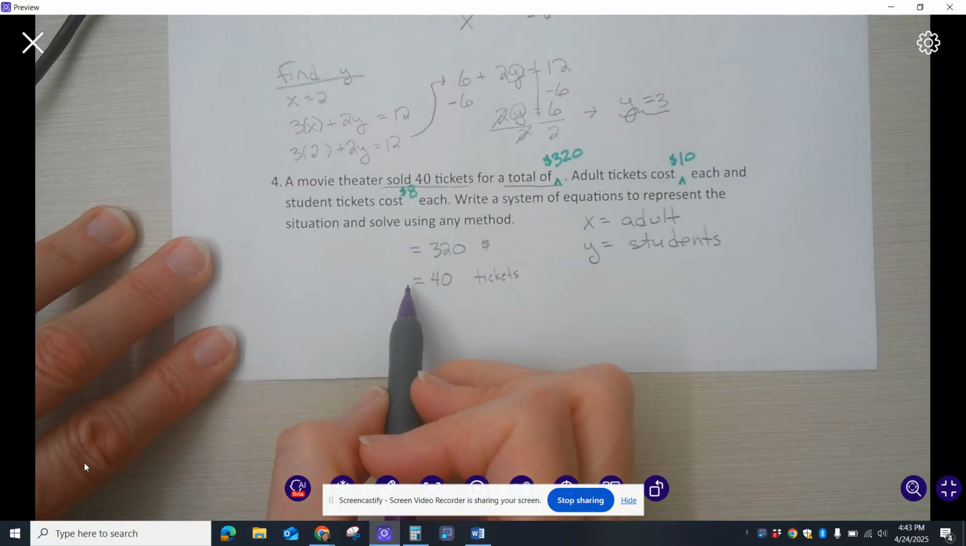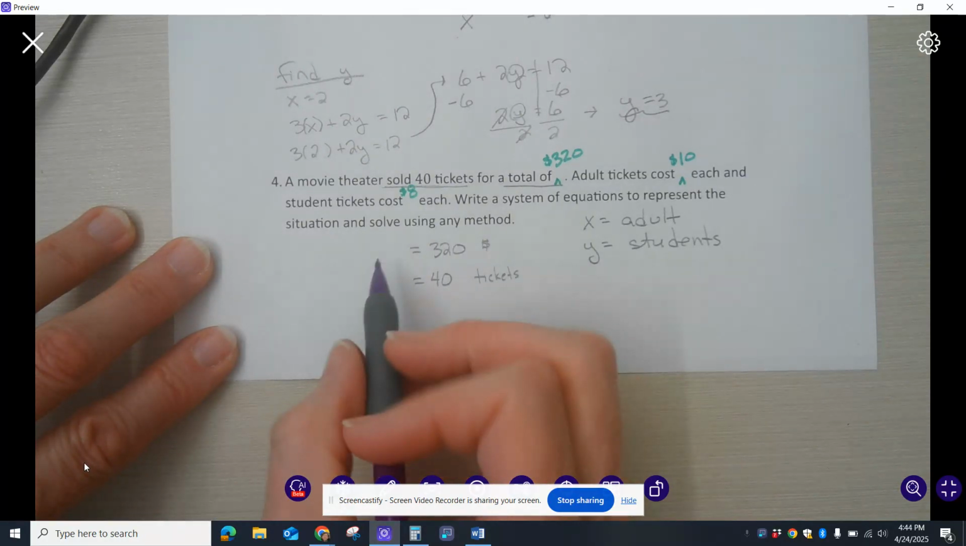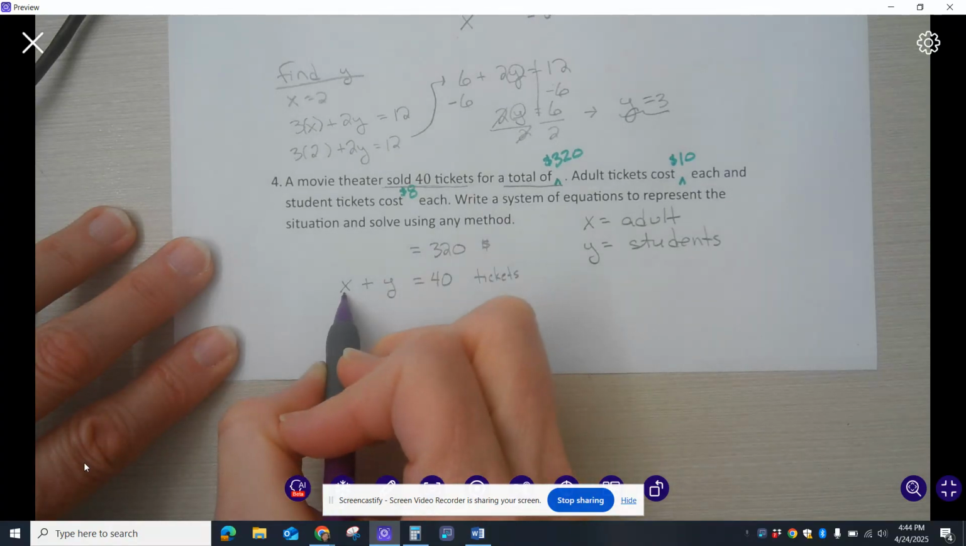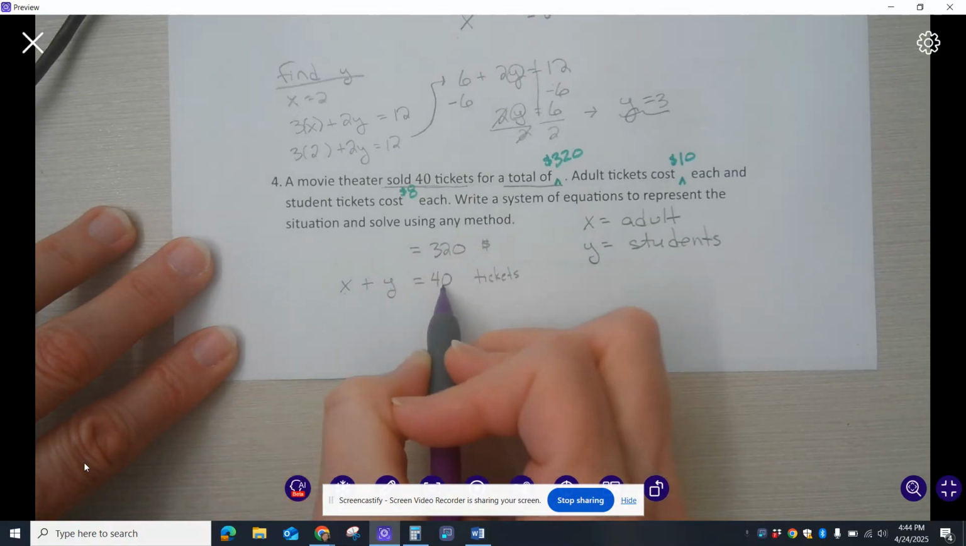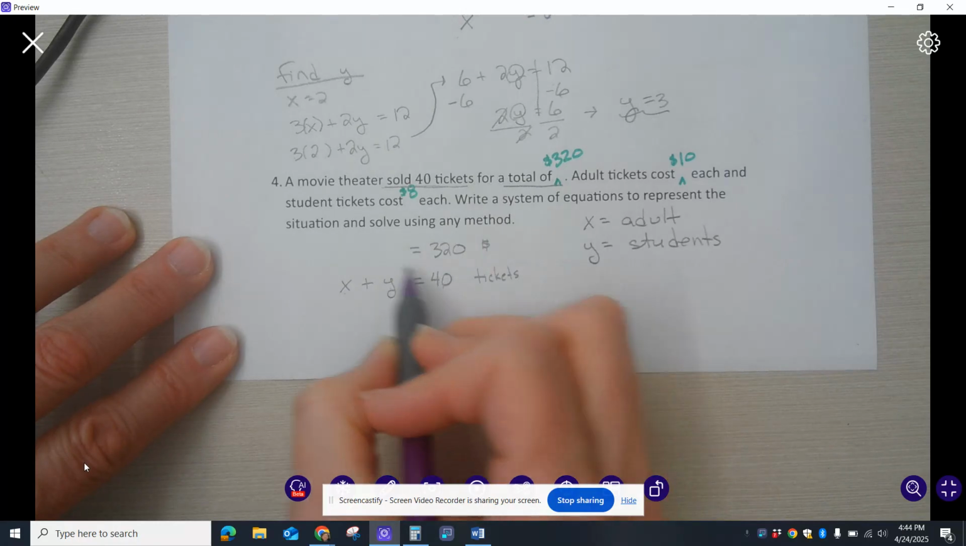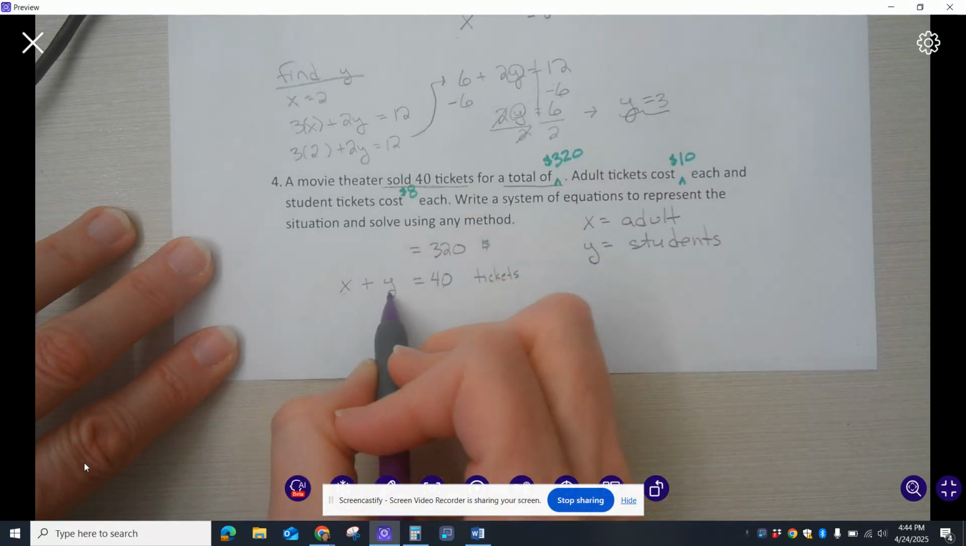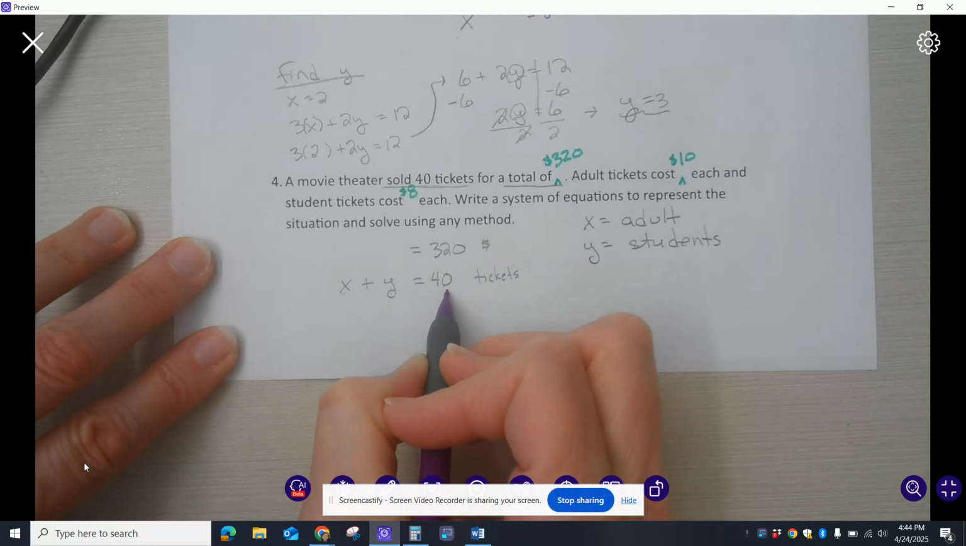What kind of tickets did we sell? We sold adult tickets and student tickets. So X plus Y, adult tickets plus student tickets, should equal 40. This equation is all tickets. Adult tickets plus student tickets equals 40 tickets total.